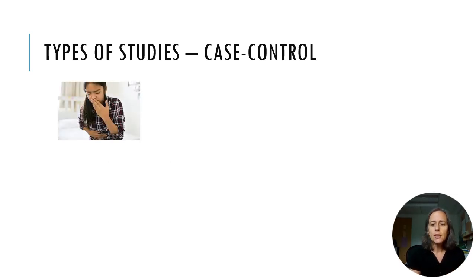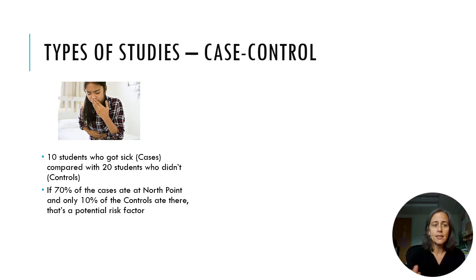All right, so let's use the students who ate at North Point who are getting sick. So if we look at a bunch of students who got sick, so let's say we've got 10 students who got sick, and then we compare them with 20 students who didn't, and then we ask them where they ate. And if 70% of the cases, those who got sick, ate at North Point, and only 10% of the controls ate at North Point, well, then we might be onto something, right? There might be something about the food at North Point that resulted in this illness. So that's a potential contributory cause, right? We still haven't fully established it, but then evidence starts to mount. It's worth considering and pursuing further.